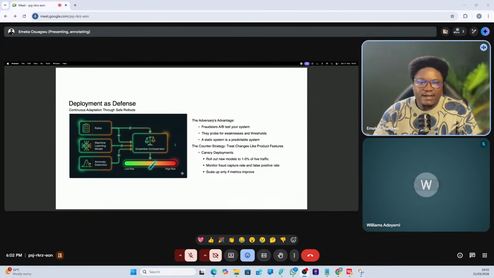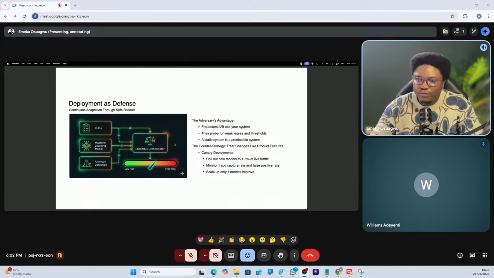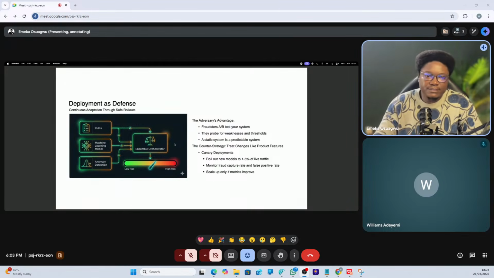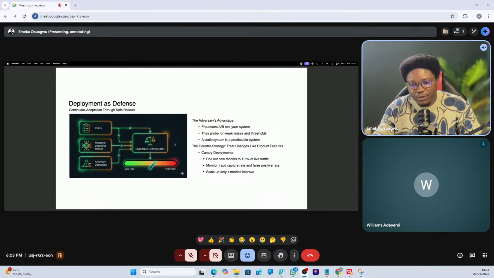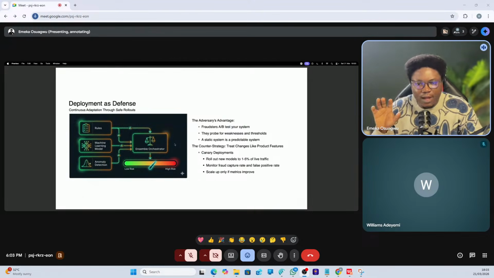Another advantage of this is that it allows us to conduct A/B testing. It allows us to probe weaknesses. We can also determine a static system in a predictable system. So what this basically is, if we have separation of concerns from a system point of view, we can look at each system individually and then decide what parts need critical attention from a business point of view and how we need to address them.